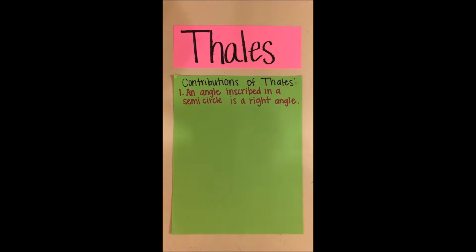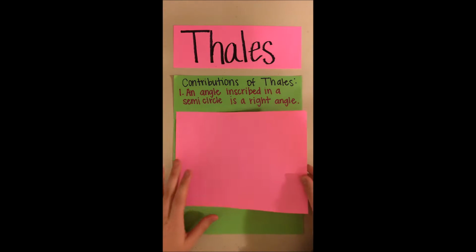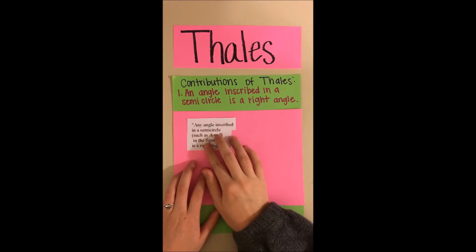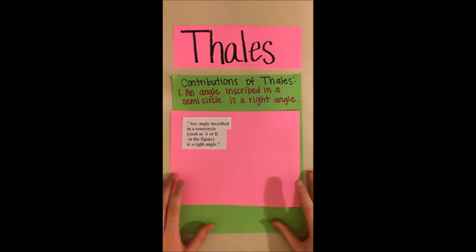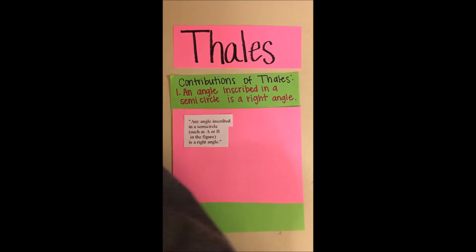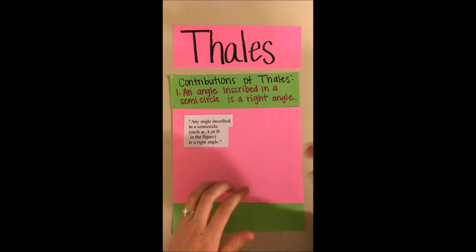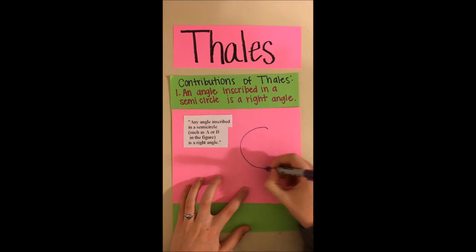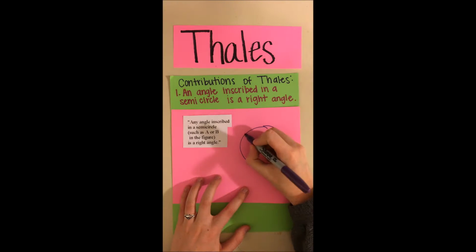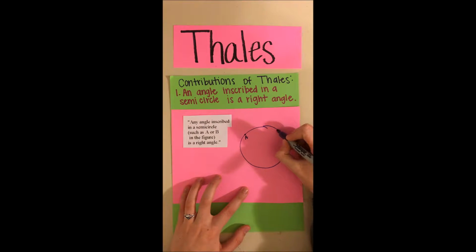So now we're going to get started with the first contribution he made, and we're going to do a good example of it. So it says that any angle inscribed in a semicircle, such that A or B is in the figure, is a right angle. So I'm going to go ahead and draw that. So we have a circle. Okay, and then we have point A and point B.